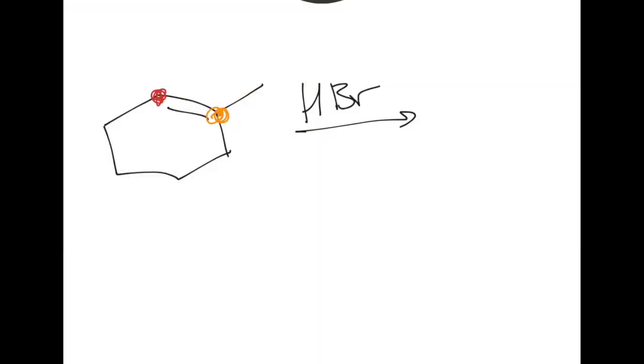All right, so am I going to put the bromine on the red carbon or the orange carbon? The bromine goes to the orange carbon because the hydrogen goes to the red carbon. So we're going to end up making that.